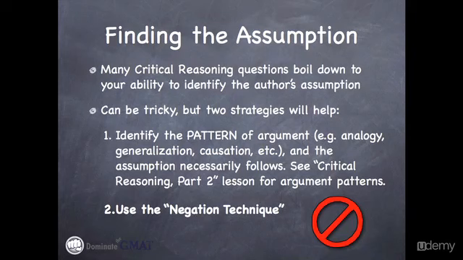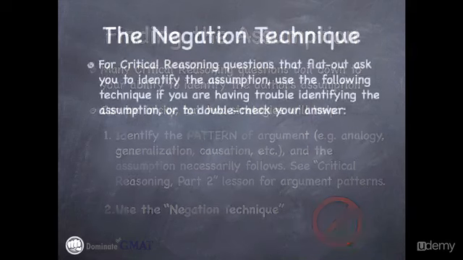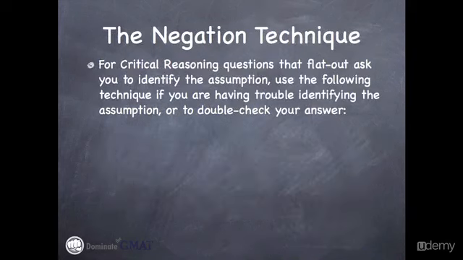But in the meantime, or even in addition to that, a second strategy is called the negation technique. The negation technique, by the way, is more useful on questions where the question is, what's the author's assumption? It's not as useful for thinking about the assumption in the context of the larger question that maybe you're asked to strengthen or weaken, right? And you'll see why here in a second. But for questions that flat out ask you to just identify the assumption, which answer choice is the assumption of the argument, use the following technique.